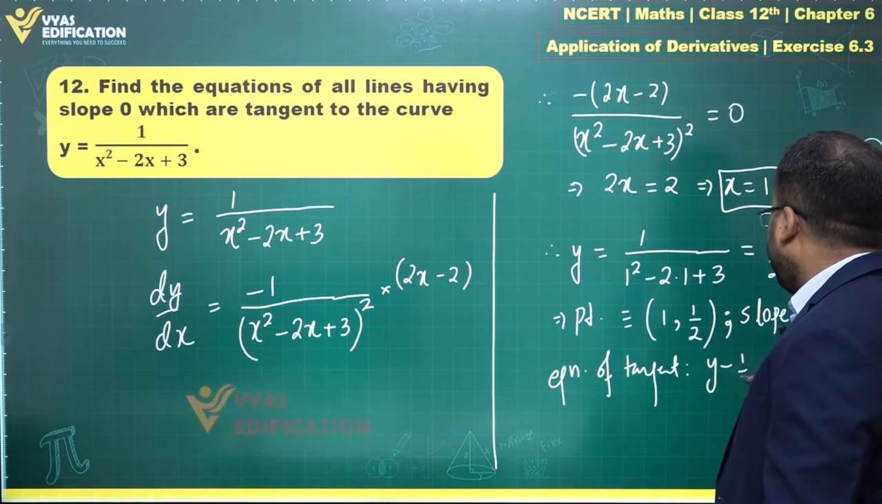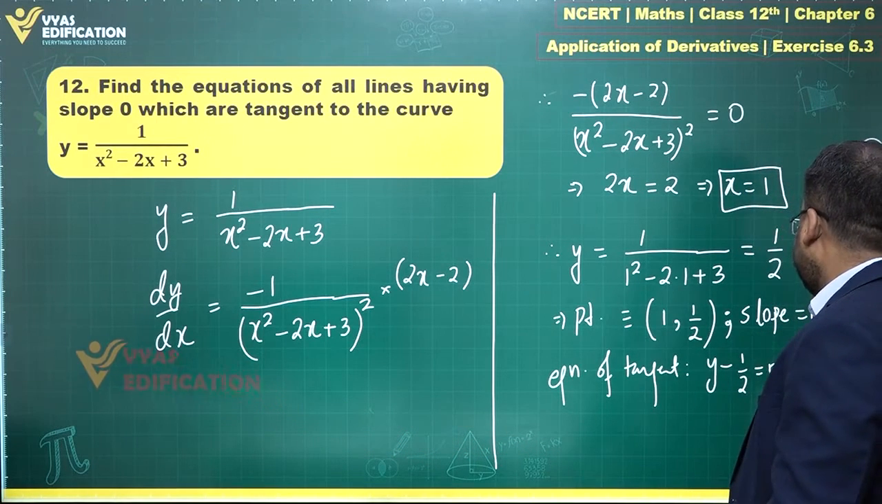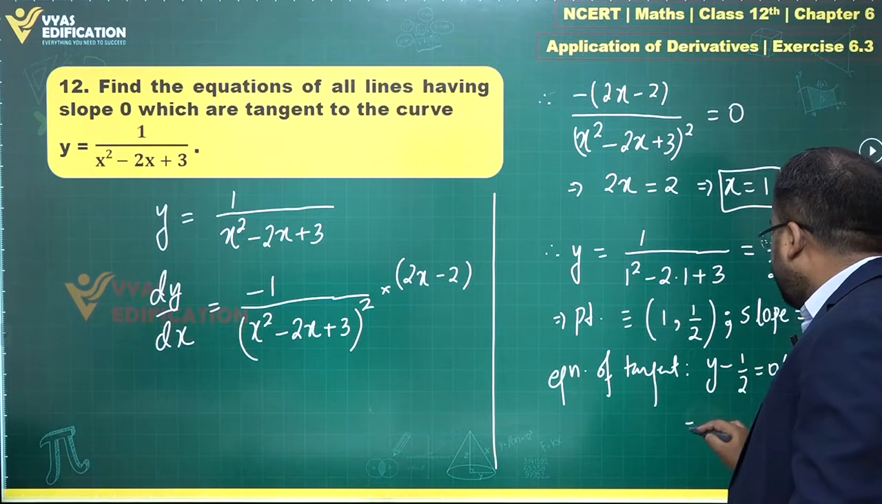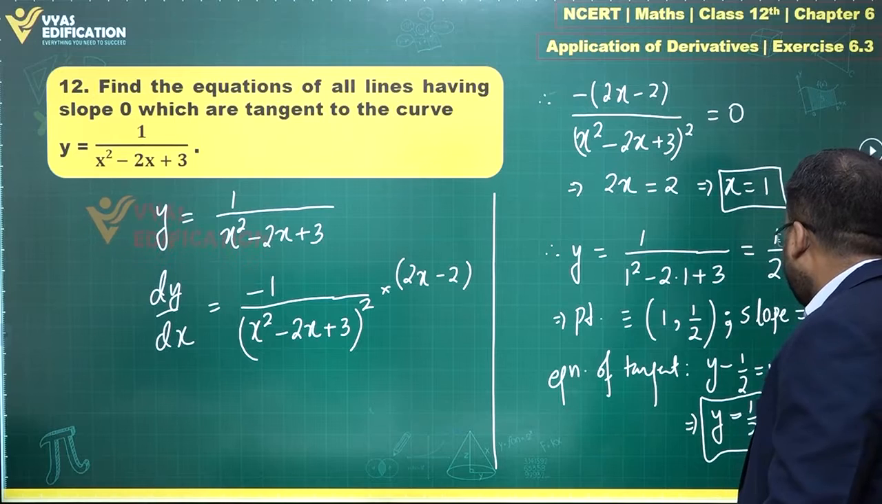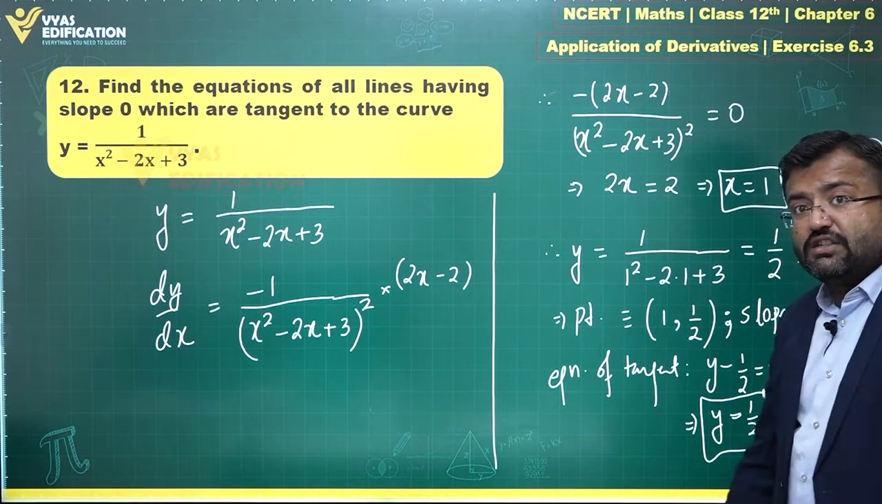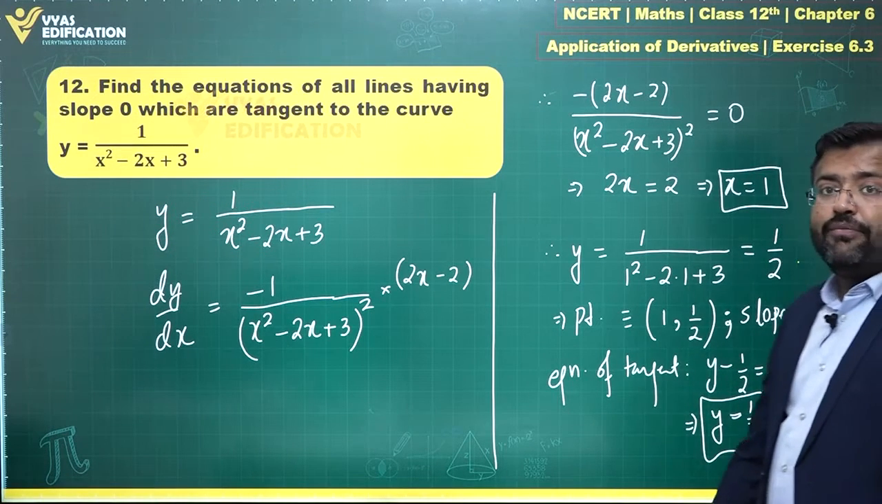Therefore, the equation of tangent will be y minus 1 by 2 is equal to 0 times x minus 1. This goes and this will give me y is equal to 1 by 2 as my answer. This is the required answer for this question over here.